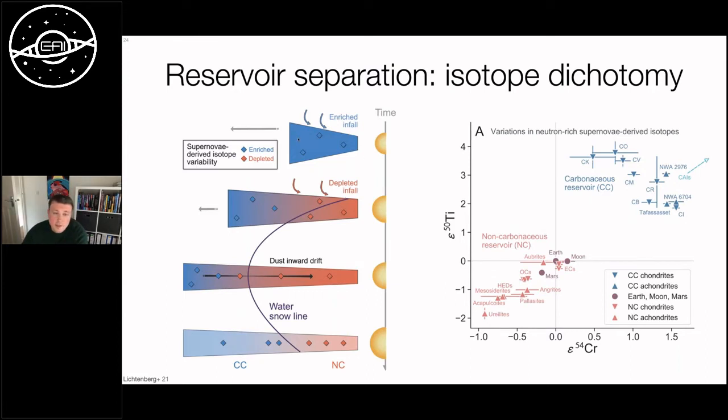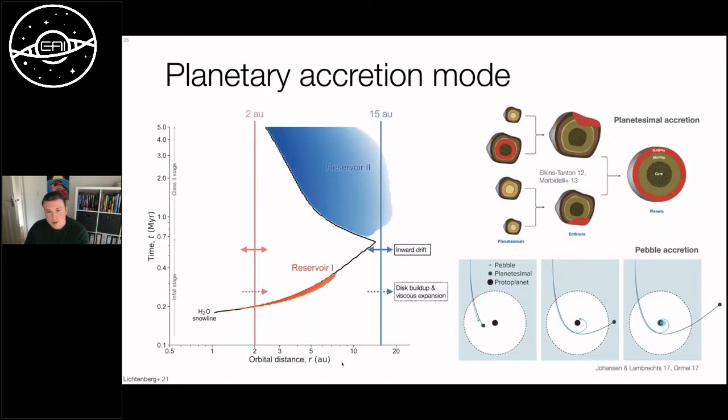Basically, the disk starts small, the infall is initially enriched in supernova-derived isotopes, and then it transitions to depleted while the disk basically starts forming from the inside out. At the same time, the snow line moves outward and then experiences a kink at the transition from the class 1 to the class 2 stage. And then on these timescales, the dust grains with the isotope content start drifting inward again, but because of that planetesimal formation triggering at the snow line over time, the end result is that basically the outer disk retains an isotope information content that we identify today as CC, and the inner disk as something that we call today the NC reservoir.